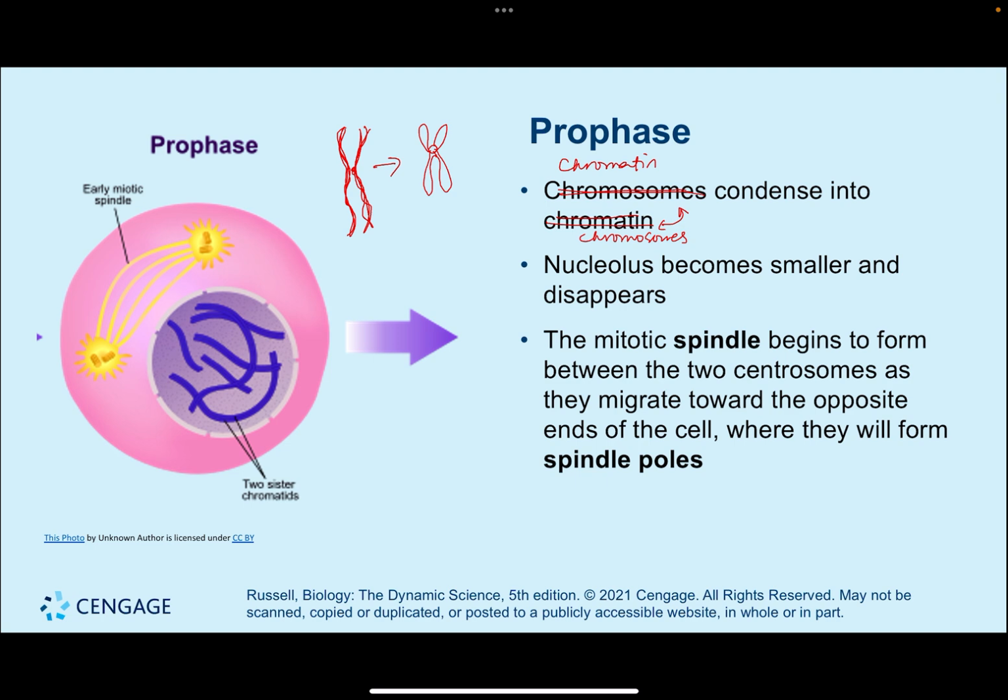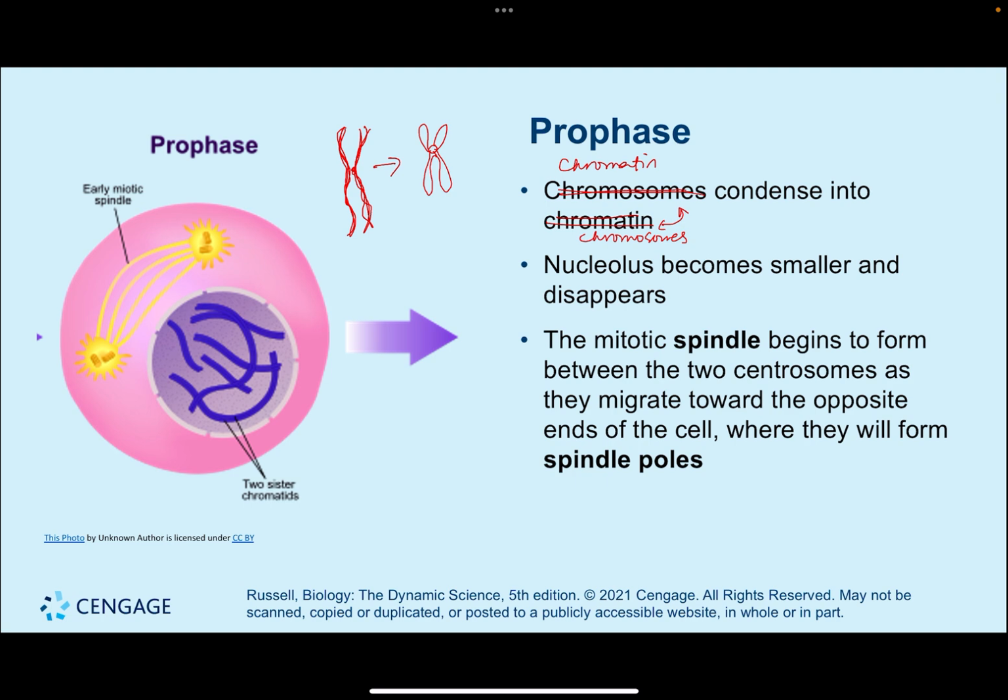By late prophase, the nucleoli and nuclear membrane disappear, and spindle fibers start to form from the centrosome. And then they will radiate towards the opposite ends of the cell, where they will form spindle poles.